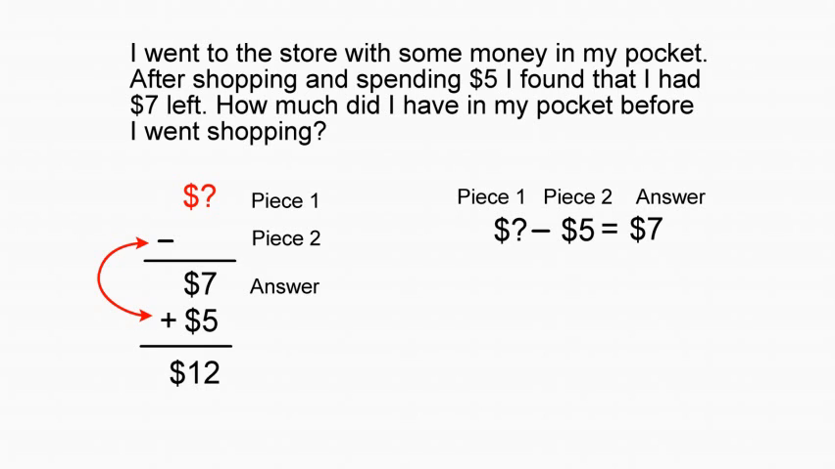Looking at the horizontal version, again I have to add the $5 to the $7 to find the missing piece, which is $12. So the missing piece is equal to $12.